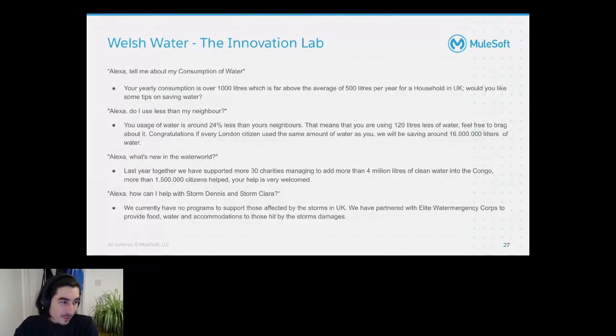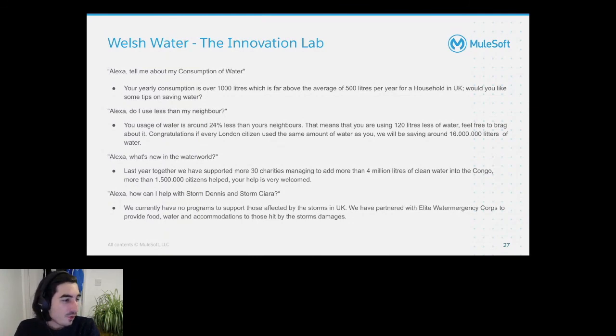This is an example of one of our customers that actually took it to the next level, and it was a Welsh water company based here in the UK. And it was different things. Alexa, tell me about my water consumption. Alexa, do I use less water than my neighbor or neighbors? This was an innovation lab, so it's not a real implementation. It was developers testing their ideas.